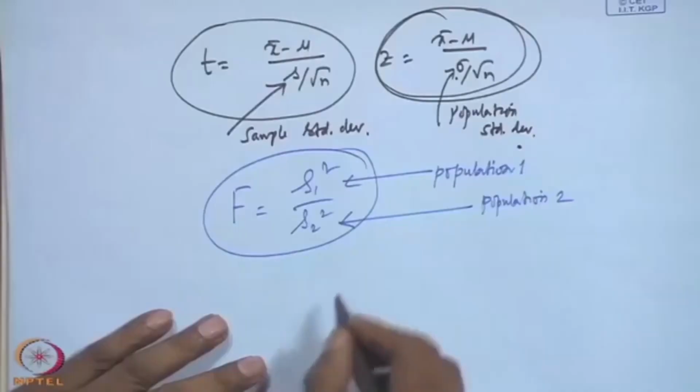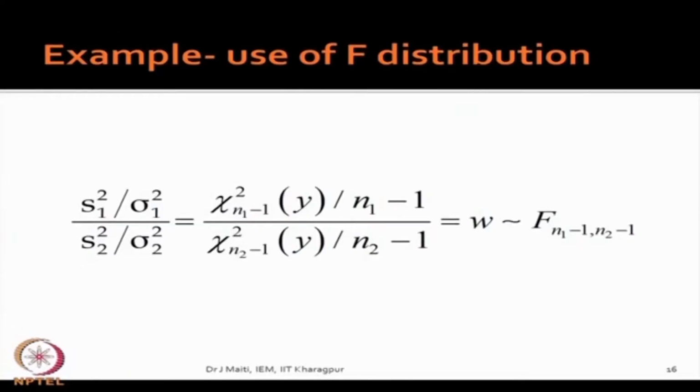For example, let us see the use. See S1 square, S2 square from two populations, whose population variances are sigma 1 square, sigma 2 square. I can write this like this because we have already seen that n minus 1 S square by sigma square follows a chi-square distribution. So this quantity will be chi-square divided by degrees of freedom. The denominator quantity will again be chi-square divided by the respective degrees of freedom, correct. So this is W and this one is F distributed.